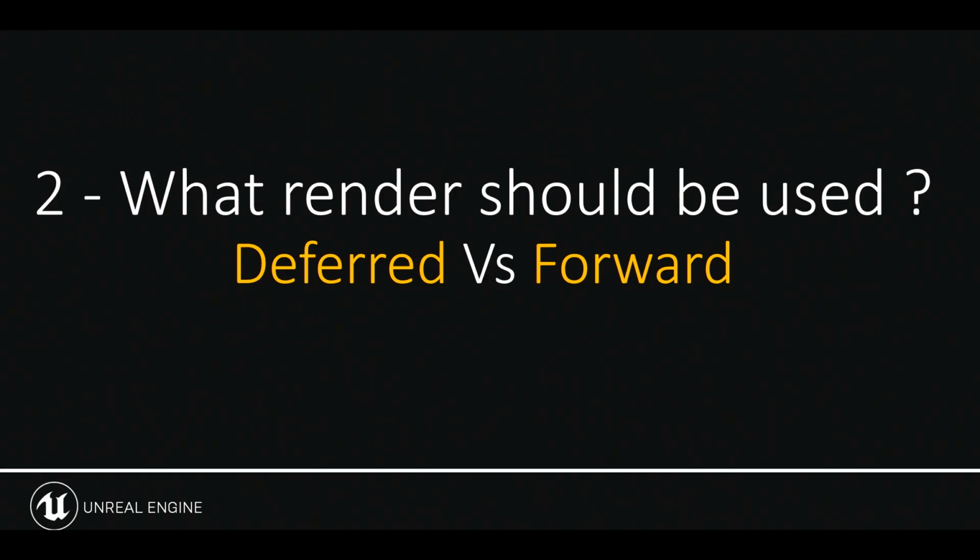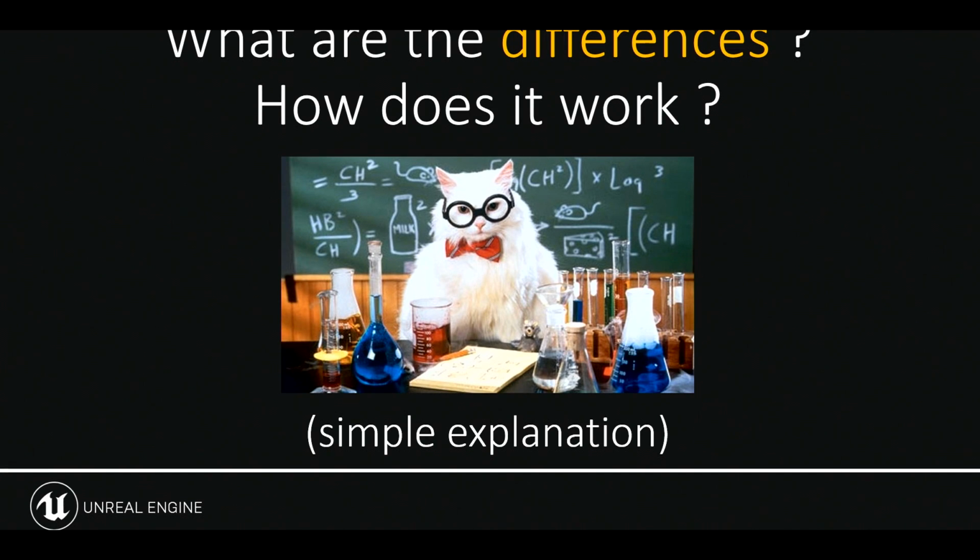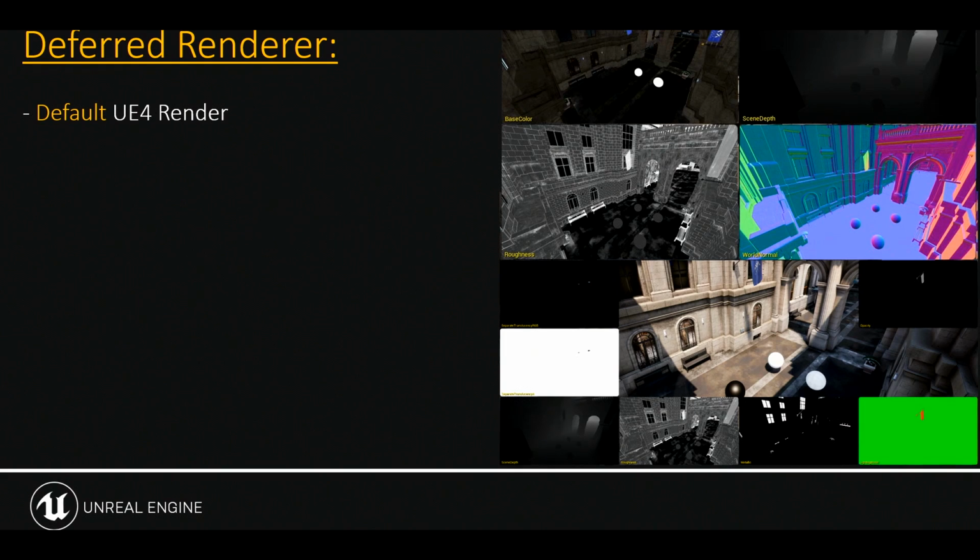And also, one other big question when you start a project is, what renderer do you want to use? Do you want to use the deferred renderer or the forward renderer? And what are the differences and how does it work globally? So I'm just going to go over a very simple explanation about that. So, the deferred renderer is the default renderer for Unreal Engine 4.